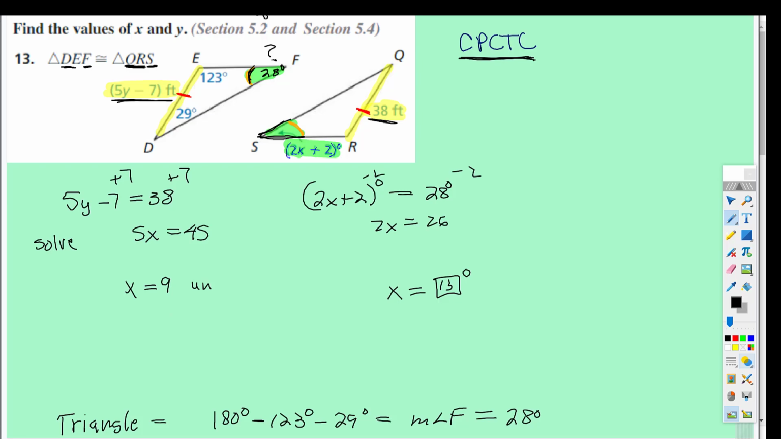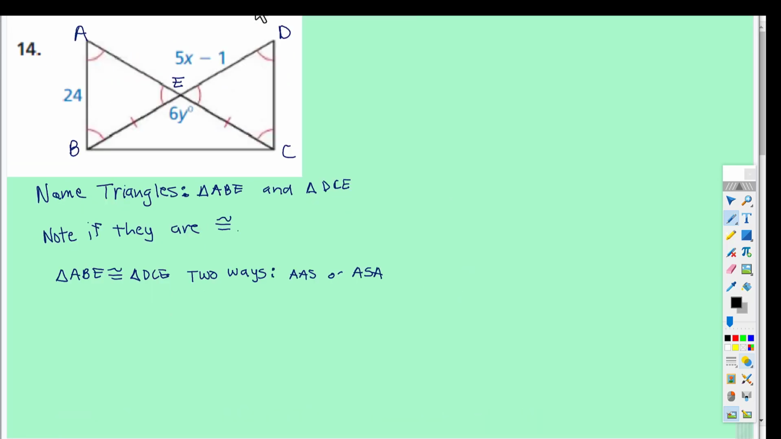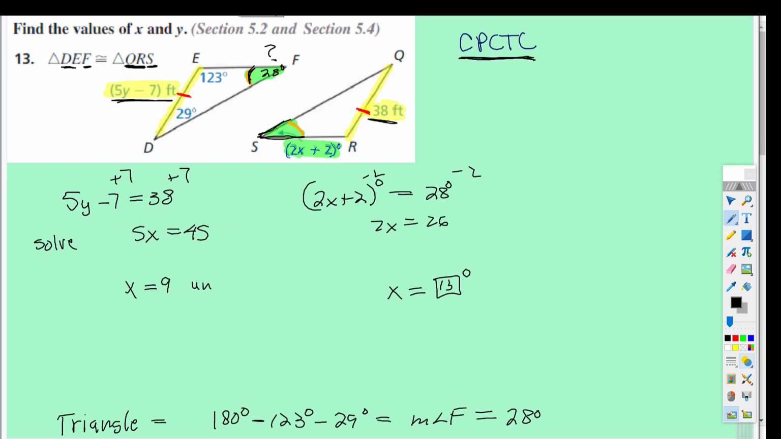All right. Okay, I'm going to pause that one. But look, it's all because of corresponding parts of corresponding triangles are congruent. So when they tell you that triangles are congruent, you just have to find which sides and which angles go together. All right, that's it for this one.